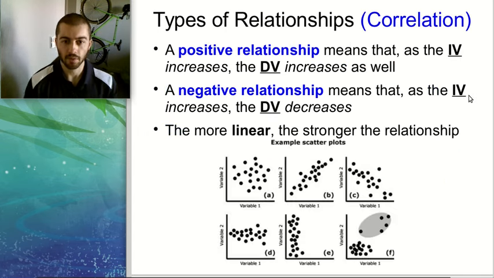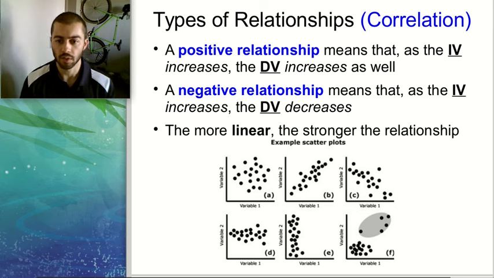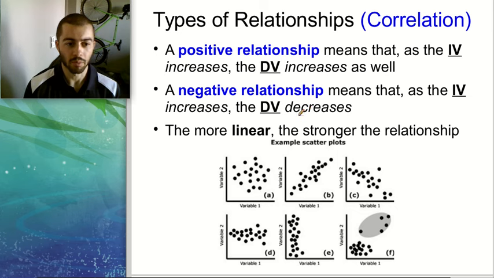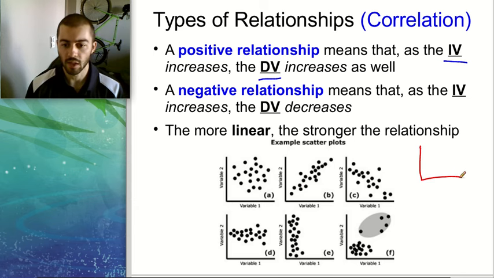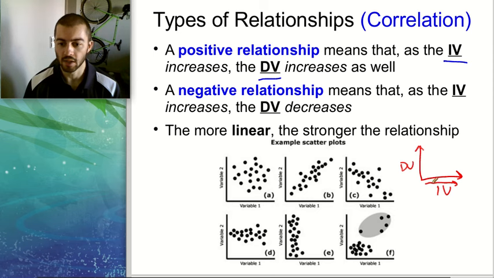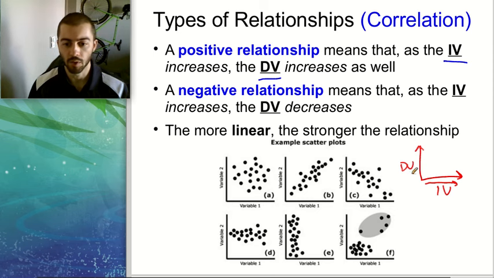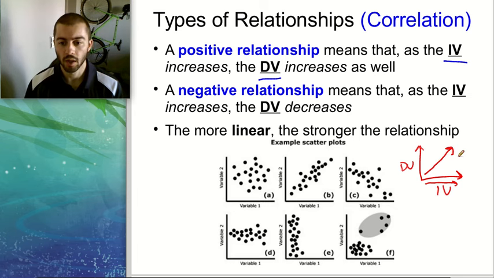Okay, so looking at some of these types of relationships like we talked about, there's two main types of relationships that we're going to be looking at. I guess three, but a positive relationship. That means that as the independent variable goes up, the dependent variable goes up as well. So if we look at a positive relationship, we would see as the independent variable goes up, as we go to the right here along the x-axis, the dependent variable goes up as well. So we would see some type of relationship that's trending upwards like this.